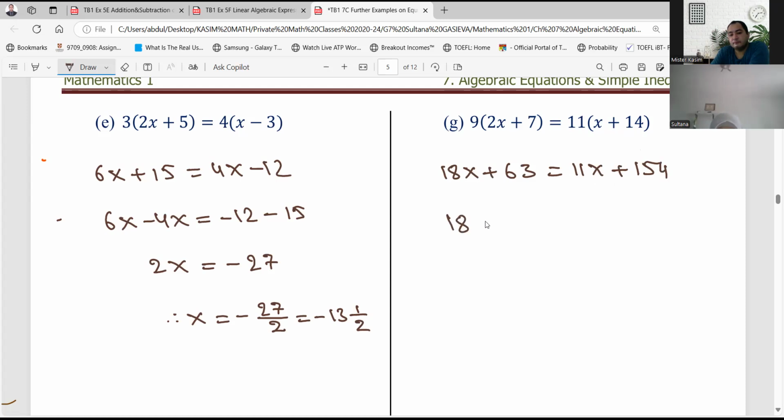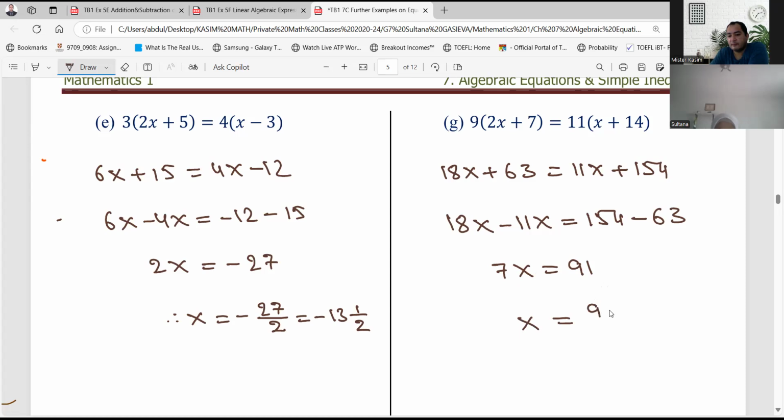18x minus 11x equals 154 minus 63. 11x, right? Oh, yeah. And then 7x equals 91. 91? Yeah. Okay, so what is x?